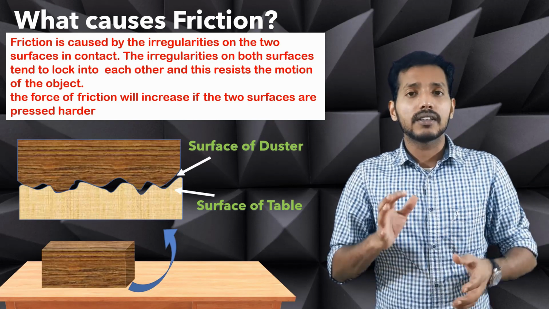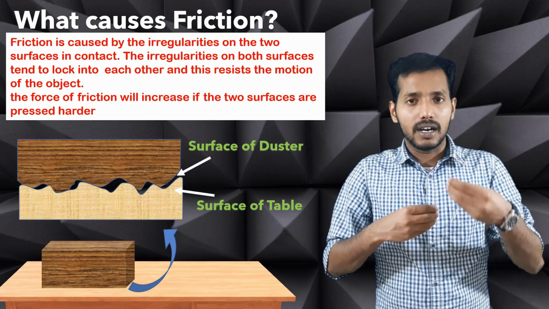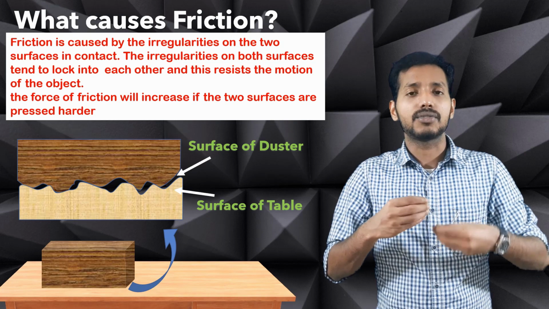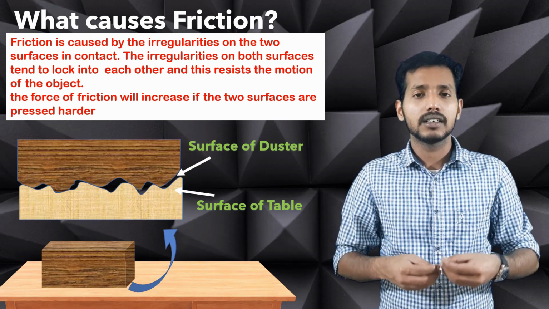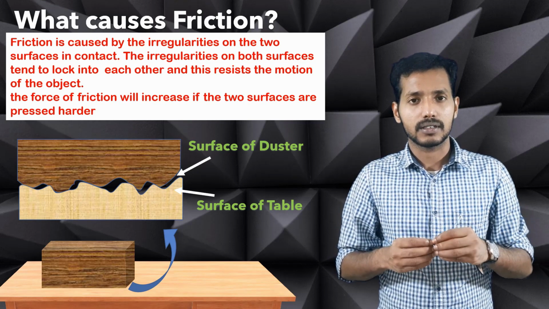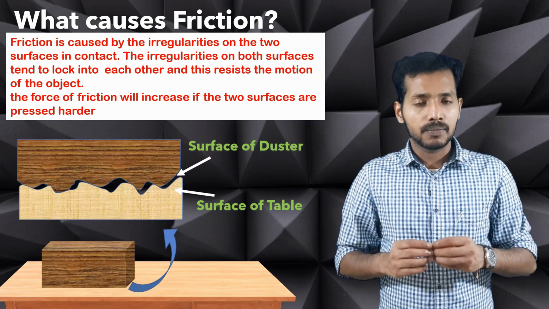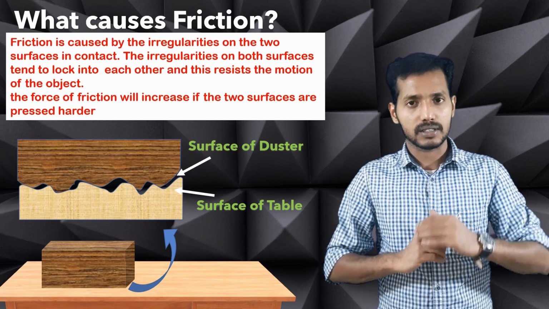That means the irregularities present on the surface create the frictional force. Friction force is caused by the irregularities on the surface. Okay, then what will happen if the object is pressed on the surface?